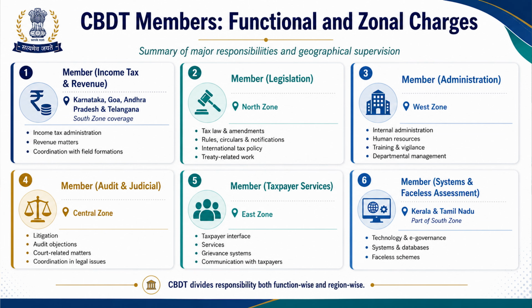The members of CBDT have been given two kinds of responsibilities. First, functional responsibilities such as income tax and revenue, legislation, administration, audit and judicial matters, taxpayer services system, and faceless assessment. Second, geographical responsibility, where different members supervise different zones of the country.